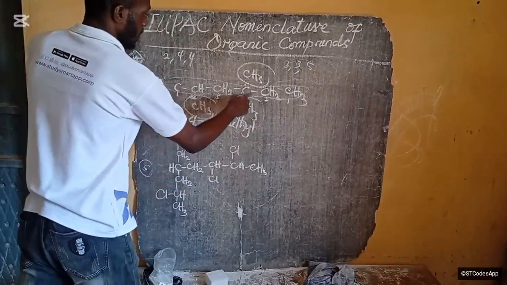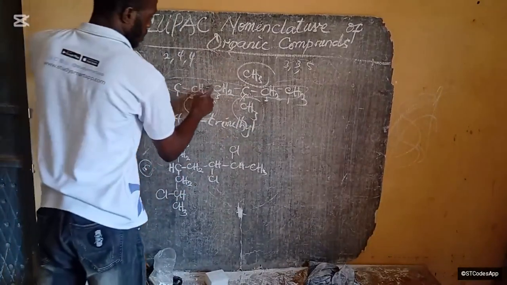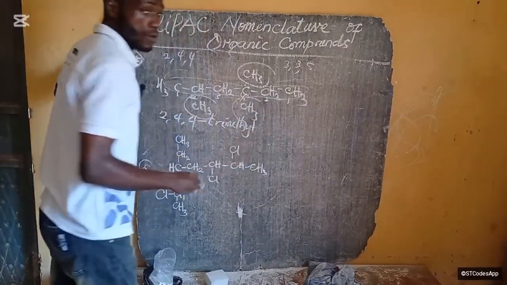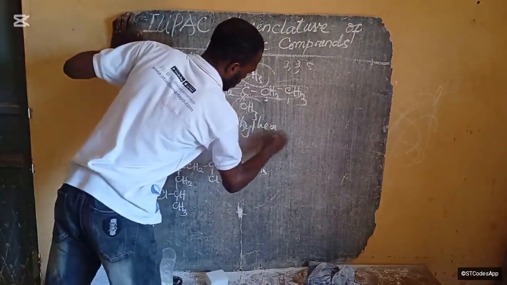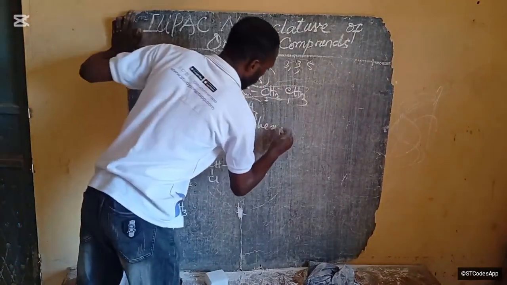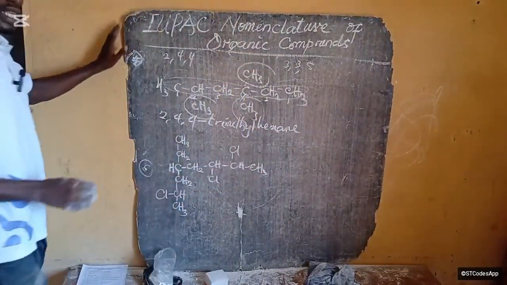1, 2, 3, 4, 5, 6 carbons. That will be hex. Then single bonds all through, ane. Does that make sense?